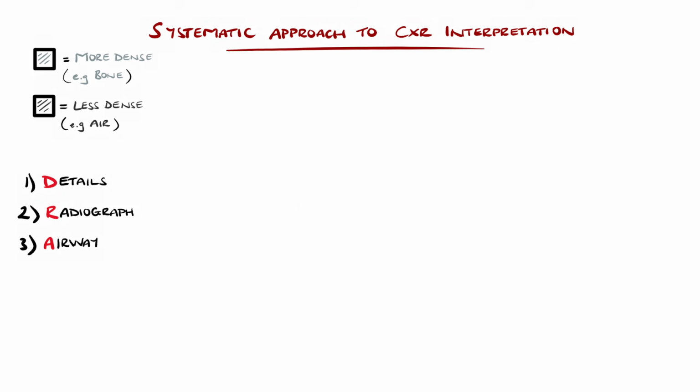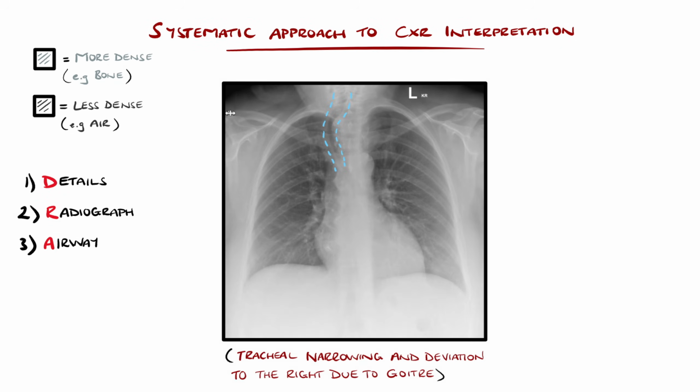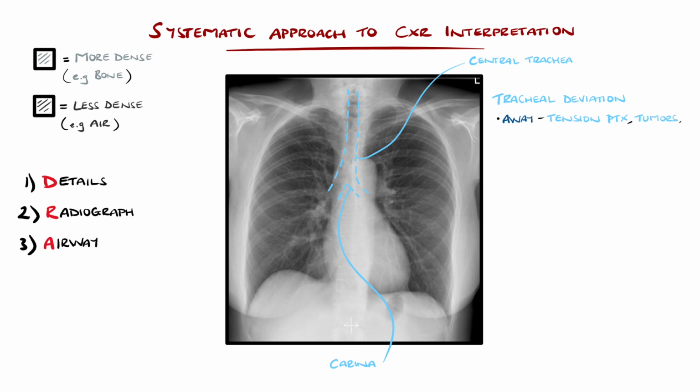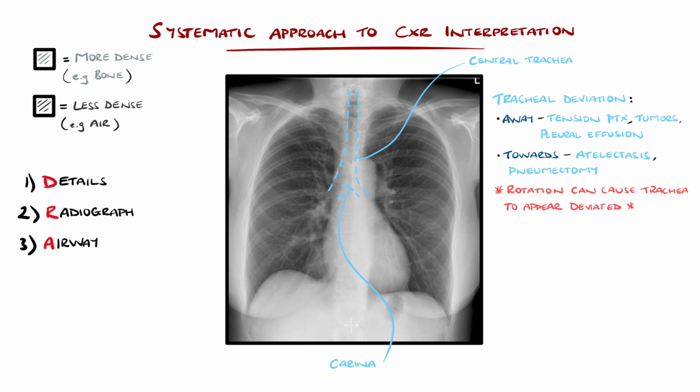Look for any deviation of the trachea, which may be due to it being pushed away from the affected lung, such as the case in tension pneumothorax, tumours, or pleural effusion, or it can be pulled towards the affected lung, such as atelectasis or pneumectomy. Note that rotation can lead to an appearance of a deviated trachea too.